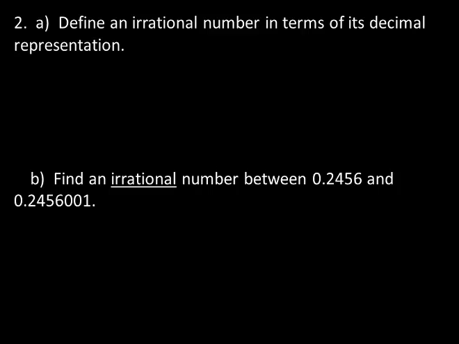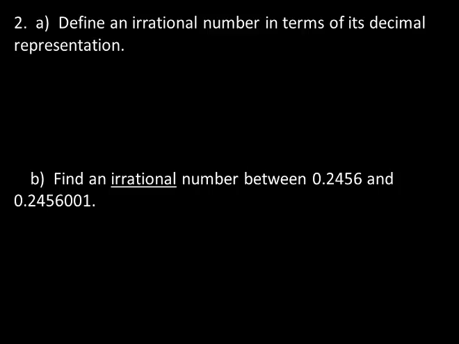Question 2a. Define an irrational number in terms of its decimal representation. Well, I'll answer that first, but you should also know the other definition of an irrational number because we use it in our proofs by contradiction. So let's do both definitions here.